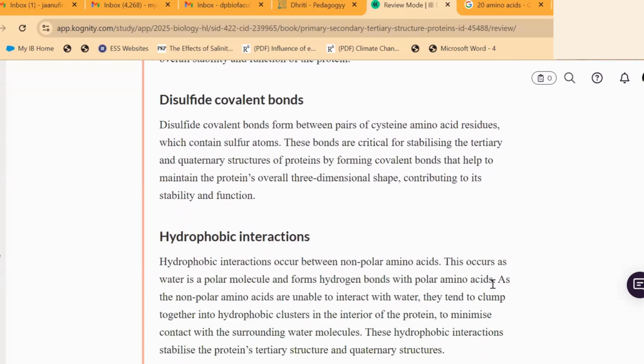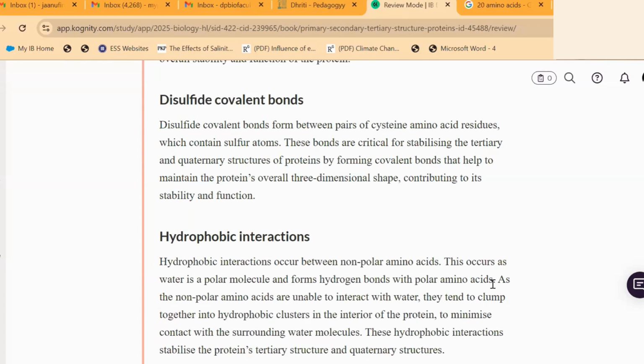We know that non-polar amino acids cannot combine or react with water. So all the non-polar amino acids come together as clusters inside the protein, so that they don't come in contact with the water molecules outside. That is called hydrophobic interactions or hydrophobic bonding.